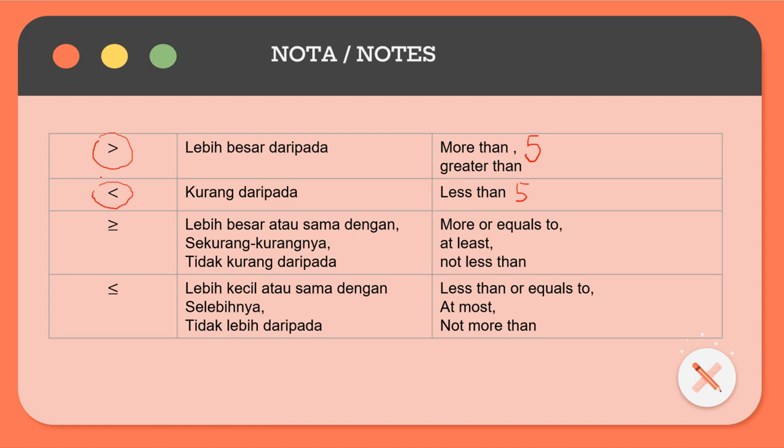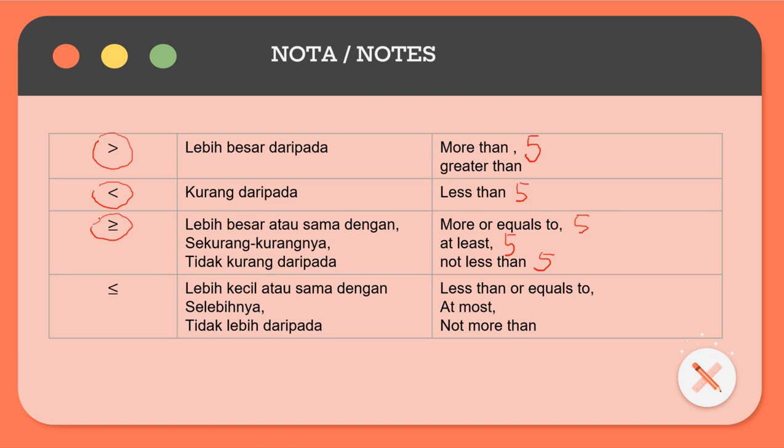Okay, and the third one we have the symbol more than, but then you have a little dash line here. That means we say this one more or equals to, at least, or not less than. So if I have more or equals to 5, what do you understand about this one? This one means that you are accepting 5 or more than that. At least 5, that means we are accepting 5 and above that number. And then not less than 5: you are not accepting the number that is less than 5, but you are accepting 5 and above. That's why the symbol is like the third notation.